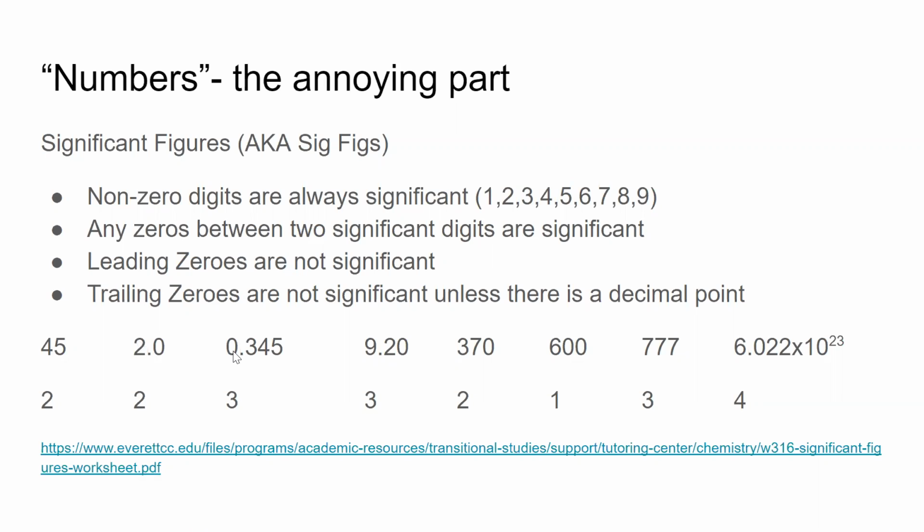In 0.345, this 0 is a leading zero, therefore it's not significant. But the other three numbers are non-zero numbers, so they are significant. I don't know if this is probably very confusing or frustrating. It's not like the regular math, rounding, whatever that we do. You guys can look at the rest of these examples here.